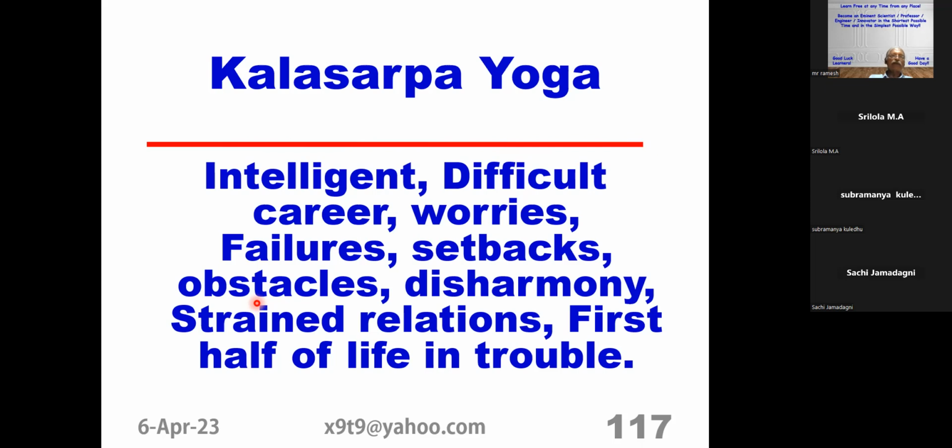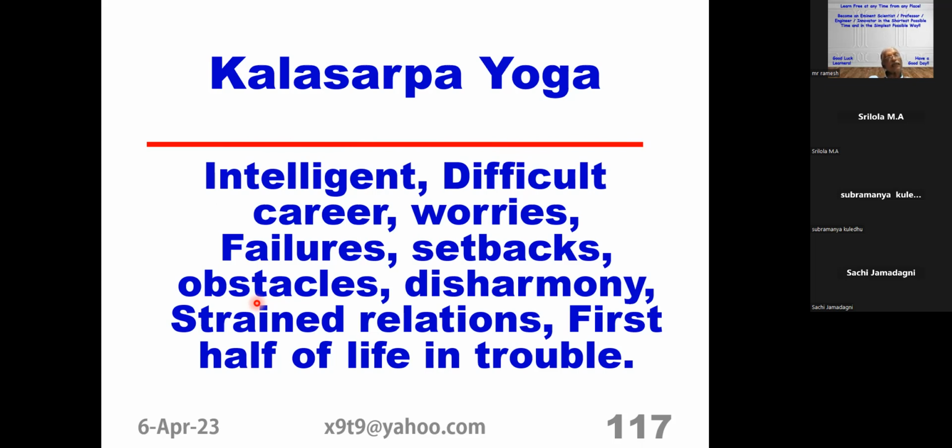Joining clockwise from Rahu to Ketu, you get a snake with Rahu as head and Ketu as tail. Now, all the remaining planets are outside the snake. Correct. Then it is called Kala Sarpa Yoga.